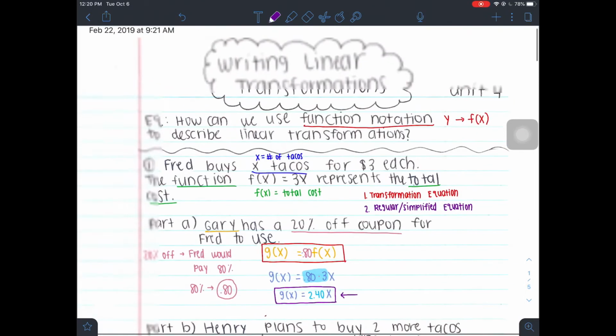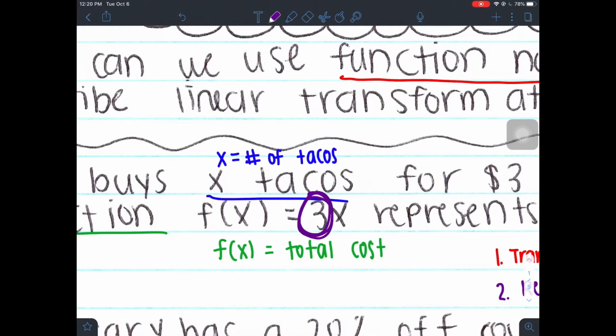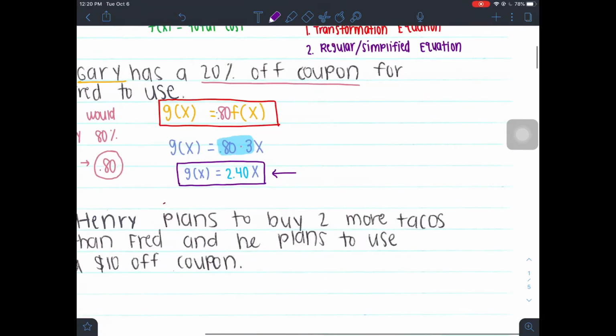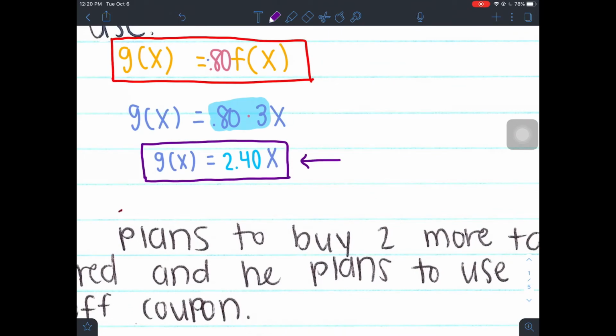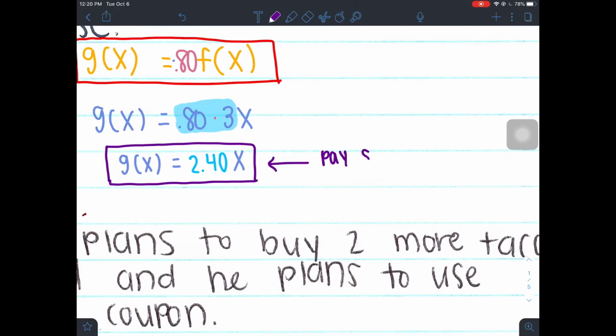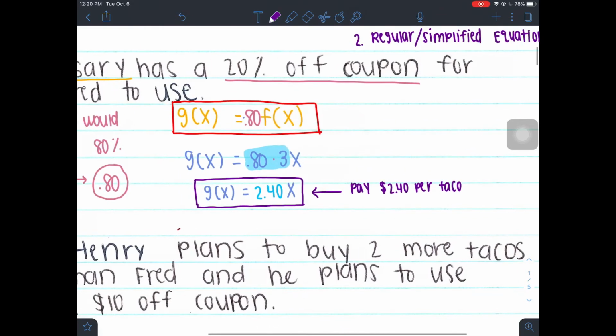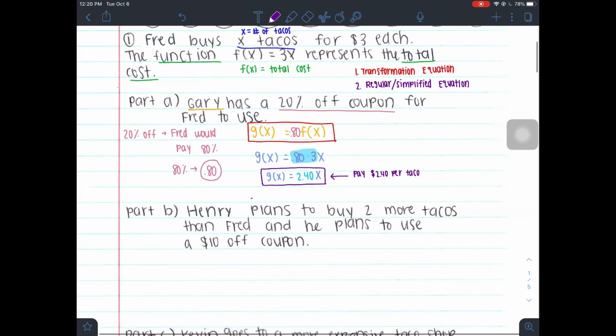Well, what did the 3 mean at the very beginning? The 3 meant how much I had to pay per taco. That's the cost per taco. That's what the 3 represents. So then what do you think the 2.40 represents here? That's going to be the cost for each taco now. So you're paying $2.40 per taco. Now, why is it less? Why did it drop from $3 to $2.40? Because you had a 20% off coupon, right? If you have a 20% off coupon, instead of paying $3 for each taco, you're only paying $2.40 for each taco because it's cheaper, and so you have less money that you have to pay for it.